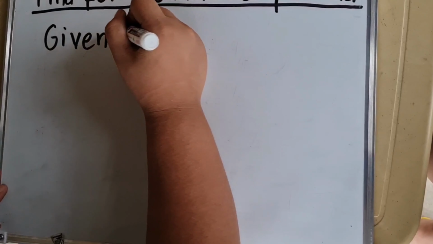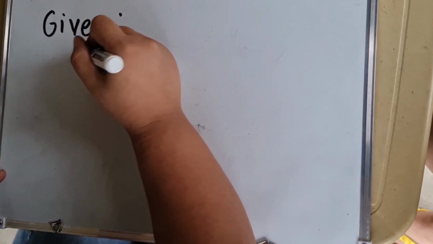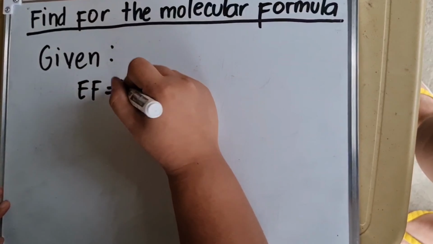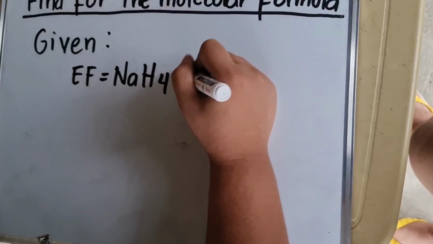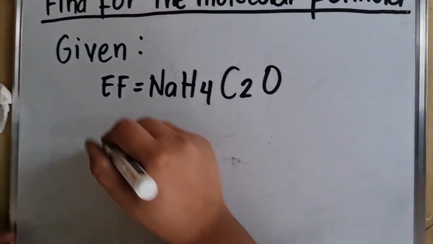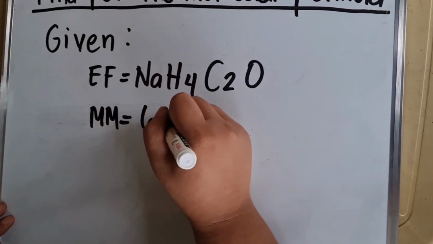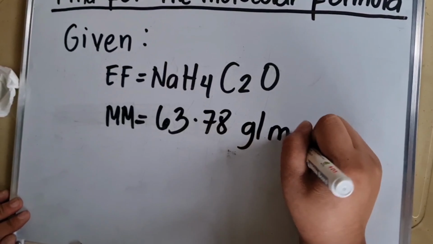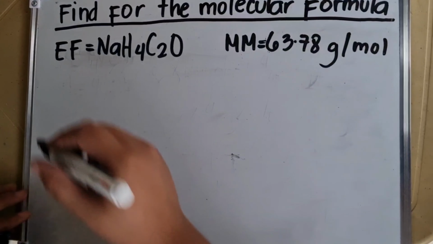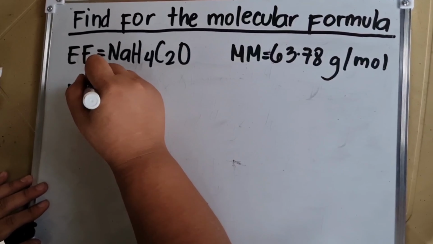After getting the empirical formula, we will now move on to getting the molecular formula. First, let's identify the given. We have our empirical formula NaH4C2O and our molar mass, 63.78 grams per mole. The first step is to calculate the empirical formula mass.